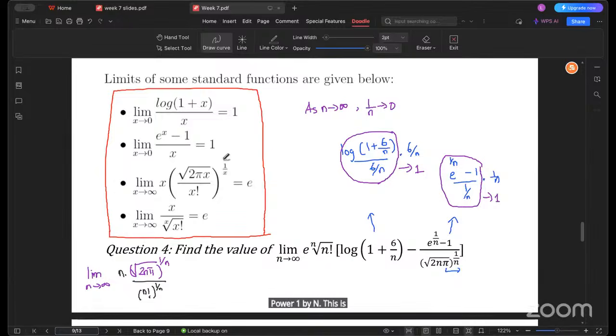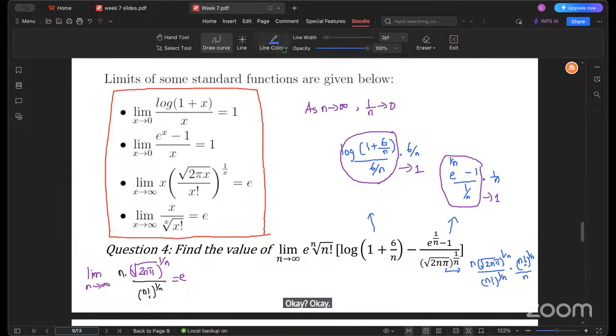This is what we need, and this we know is equal to e. Now, is it very easily visible what we need to multiply and divide? Factorial n to the power 1 by n. I multiply and divide: n into the square root of 2n pi, whole power 1 by n, by n factorial power 1 by n. Here I have n factorial power 1 by n by n. Does it make sense? Yes or no? I'm multiplying and dividing. It makes sense.